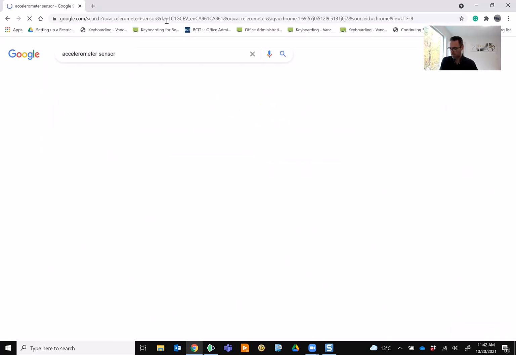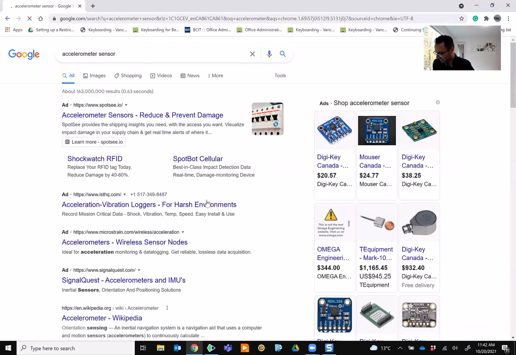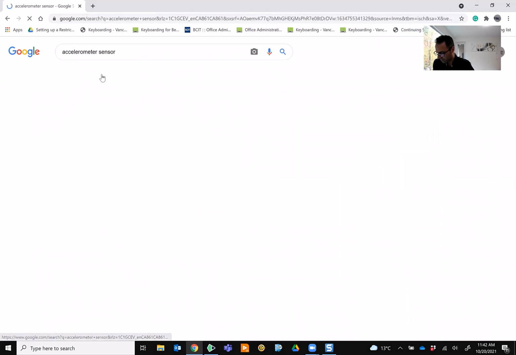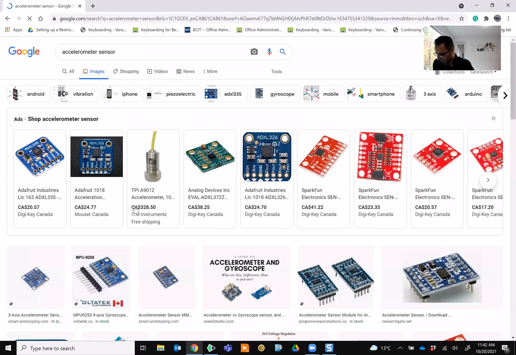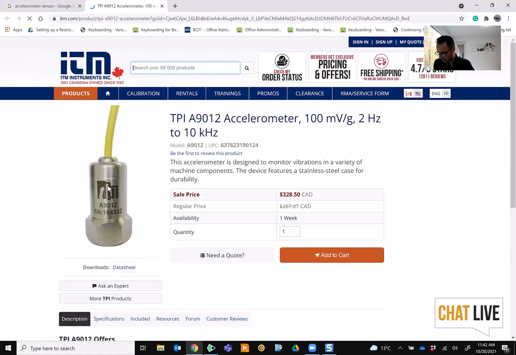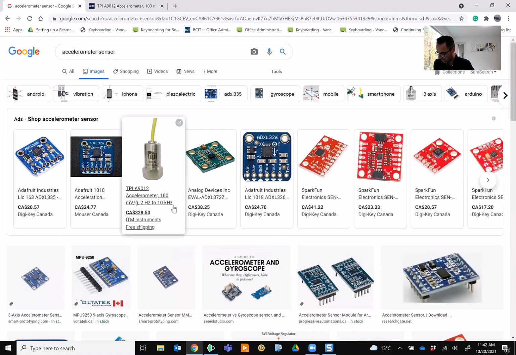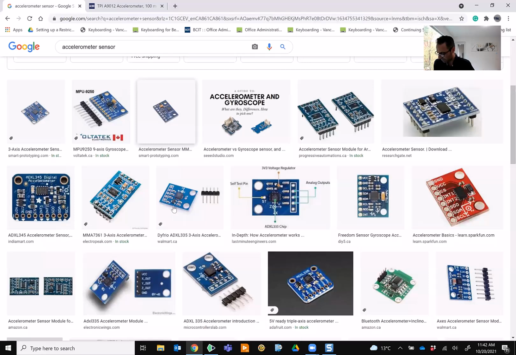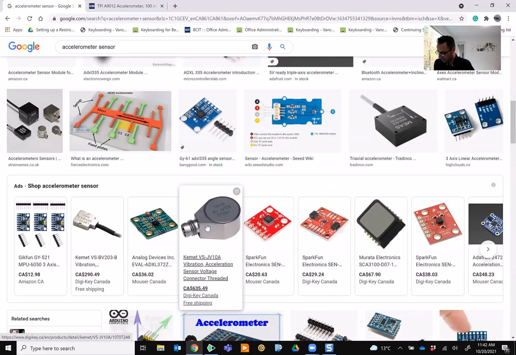Sensor. Images. Not Arduino, even though you can find one for Arduino, but most accelerometers look like just a cylinder like this one, or like this one.